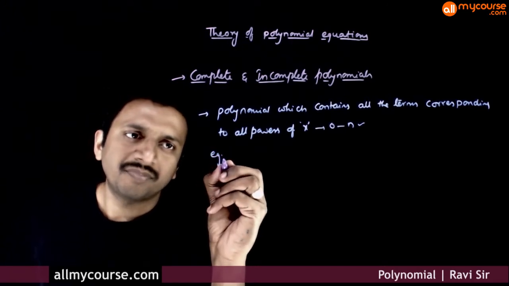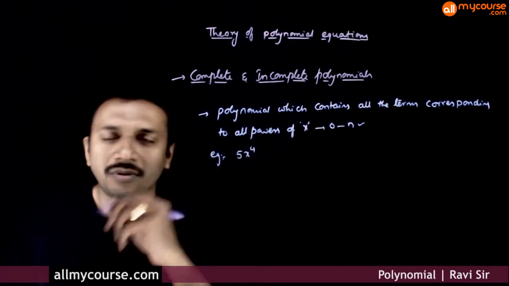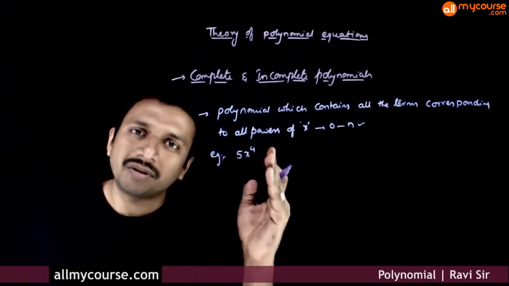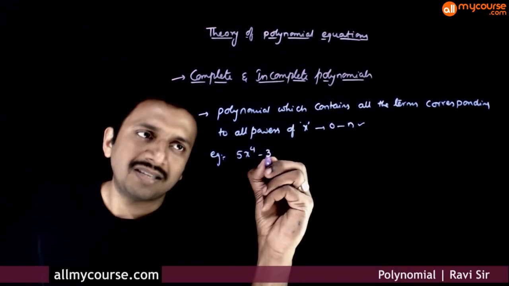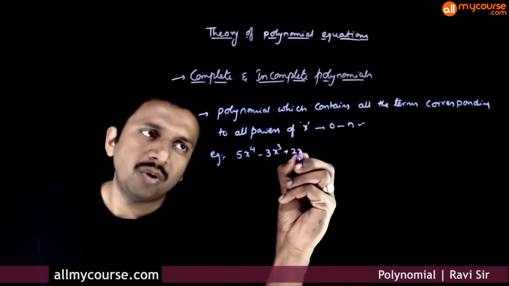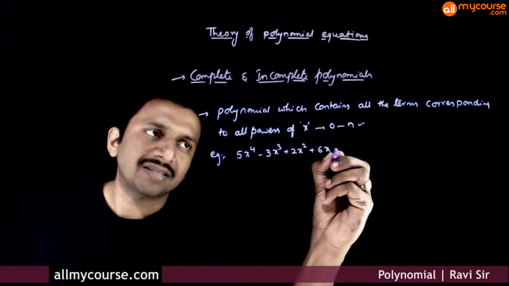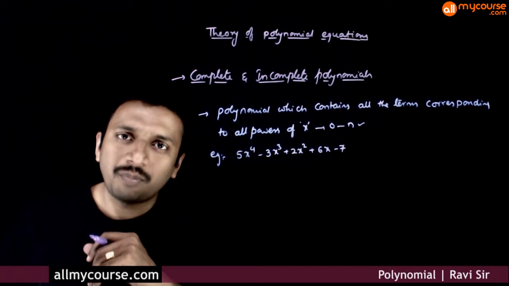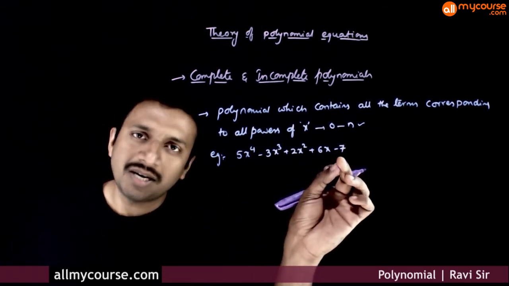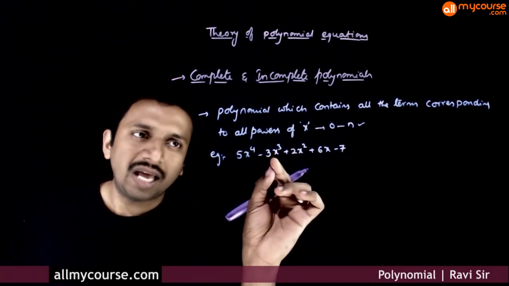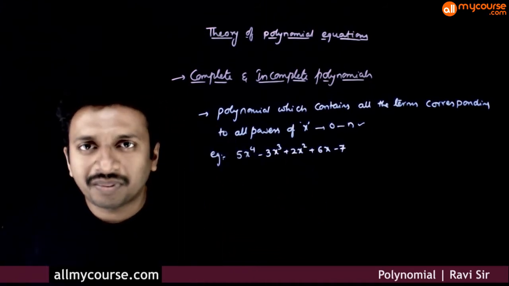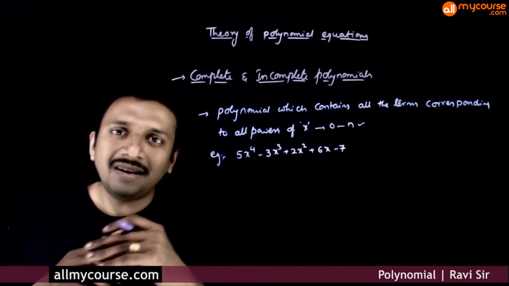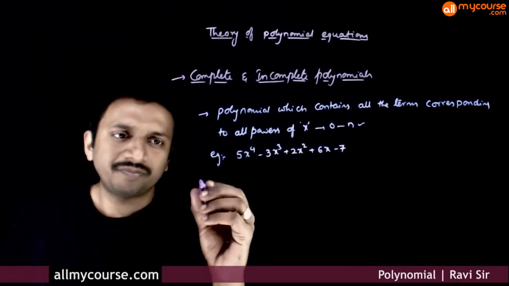For example, if you have a 4th degree polynomial, it should contain all the different powers of x, that is 5x power 4 minus 3x cube plus 2x square plus 6x minus 7. This is an example of a complete polynomial because it contains a constant term, an x term, x square, x cube as well as x power 4 term. If some of the powers of x are missing in between, then it is called an incomplete polynomial.